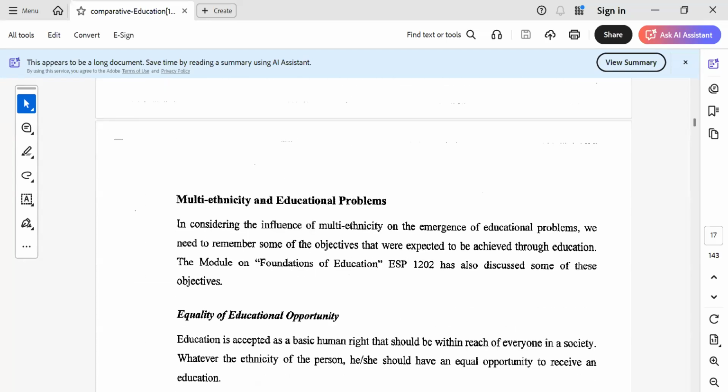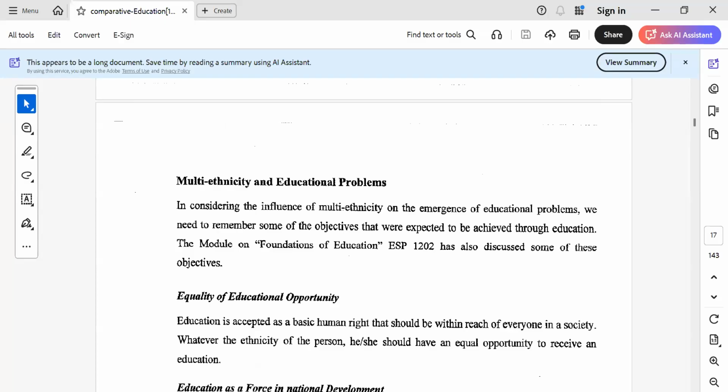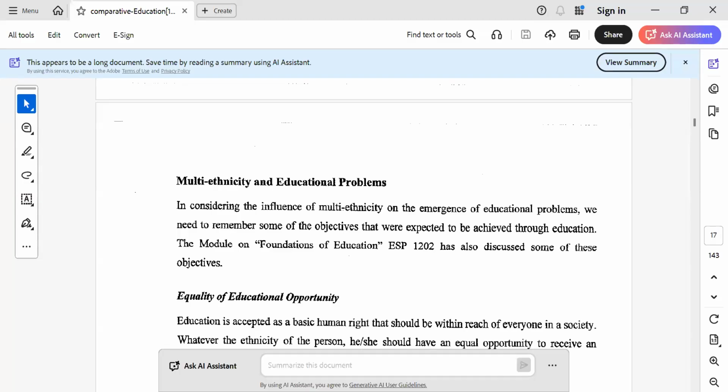So here, multi-ethnicity and educational problems. Here they are comparing how the multi-ethnicity of this country is causing educational problems because of these multicultural things. What are the problems that arise in education?